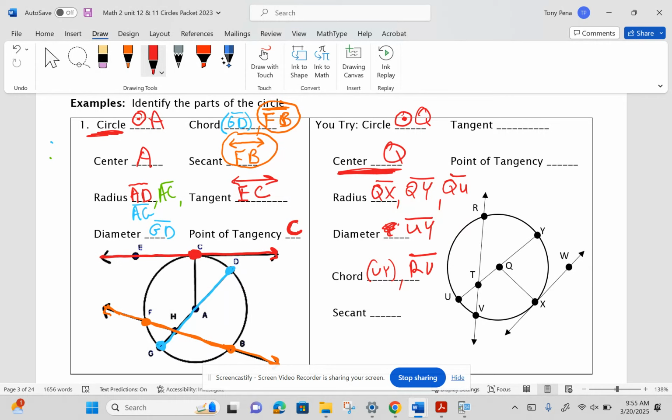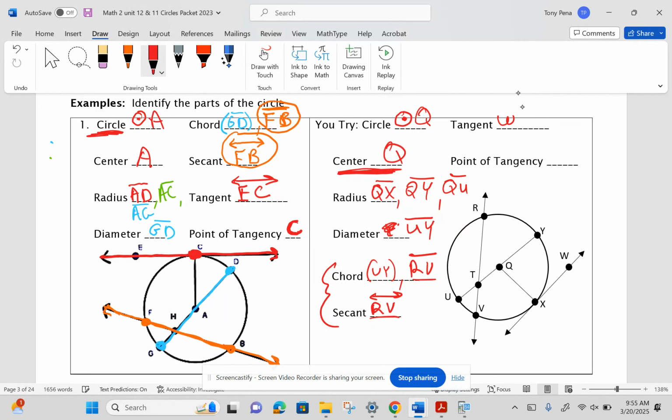All right, our secant line, Elise, what is our secant? RV. With a what over the top? The thing with the 2 arrows. Good. The thing with the 2 arrows, so our line symbol there. All right, that's the difference between these guys. They're both RV. One has no arrows, one does. All right, our tangents, Carter, is what?